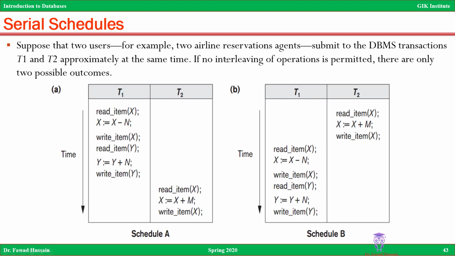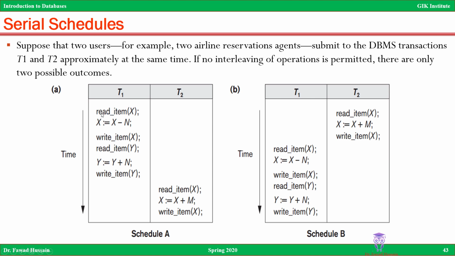So here's an example. Suppose there are two users, for example, two airline reservation agents, and both of them submit DBMS transactions. The first user submits a transaction T1 and the second user submits another transaction T2. So there are two ways I can execute these transactions. The first one is I let T2 wait, and let T1 finish the transaction.